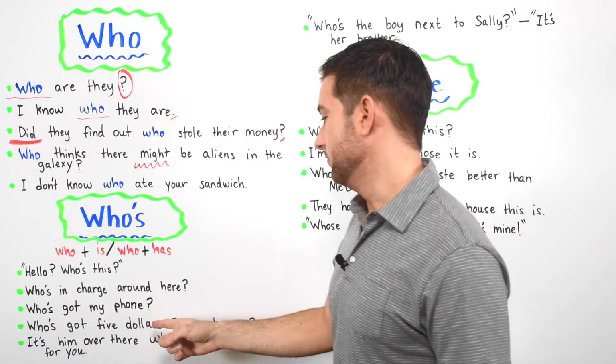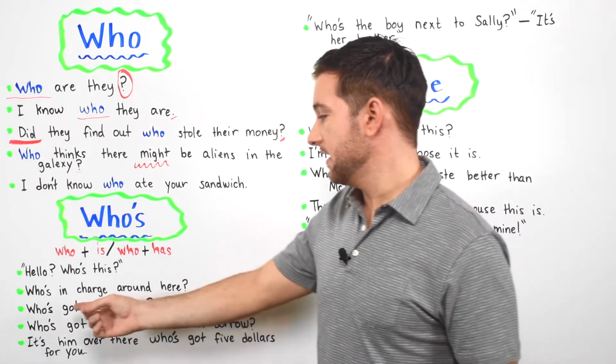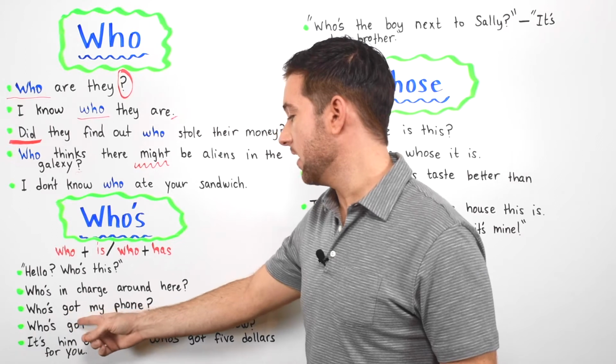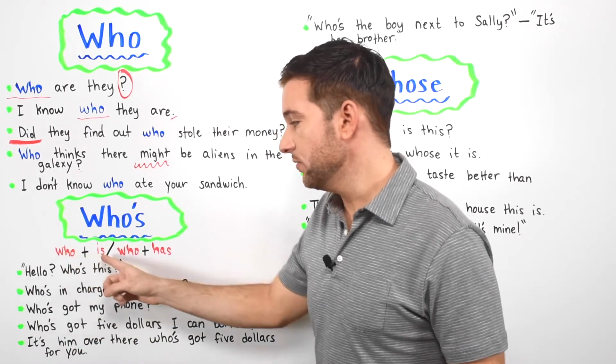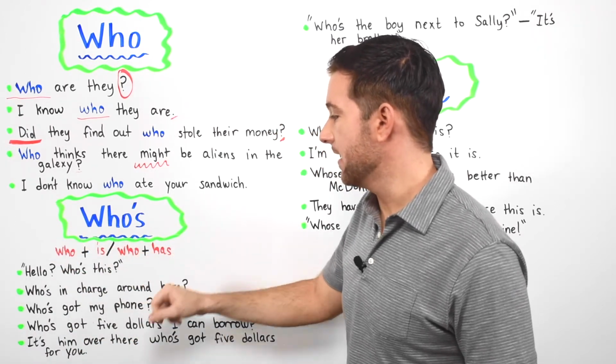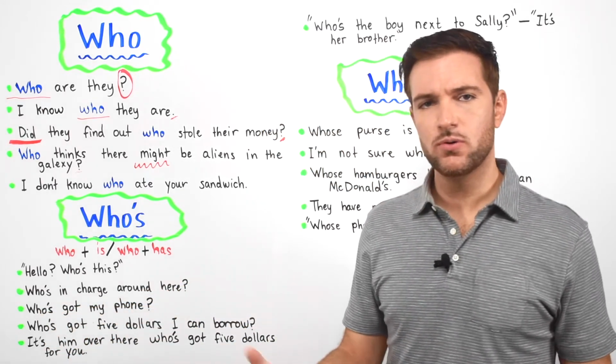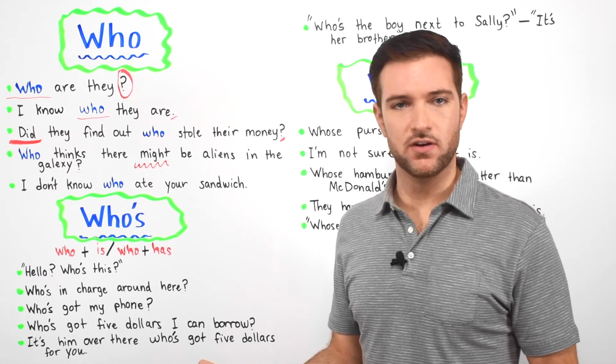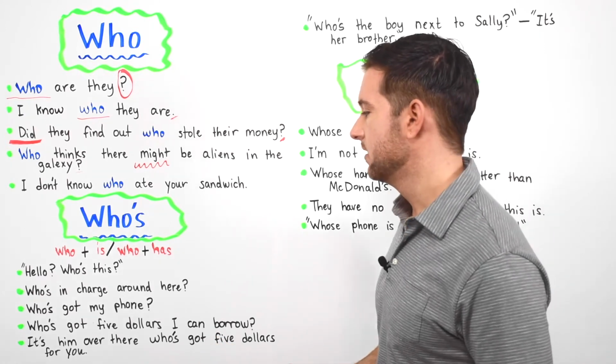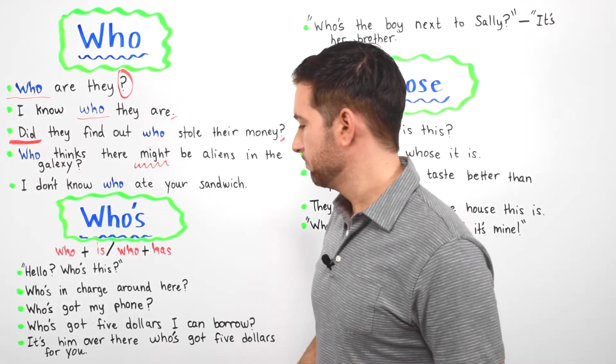Who's got my phone? Okay, in this case, we have who's got my phone. It's not who is, okay, it's who has. We can also say who has got my phone. Who has got my phone? Who's got my phone? Okay.